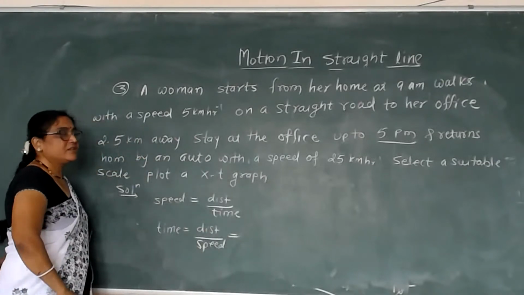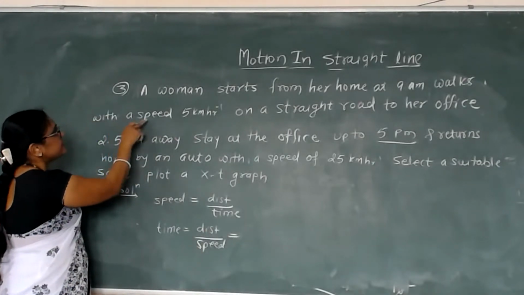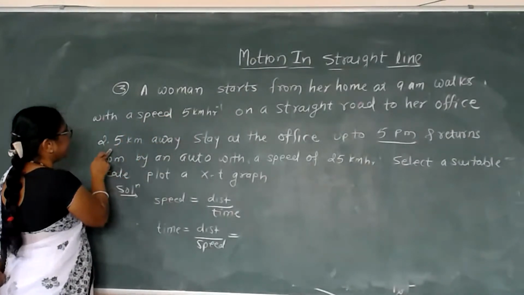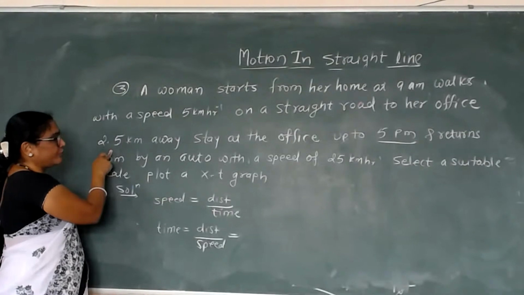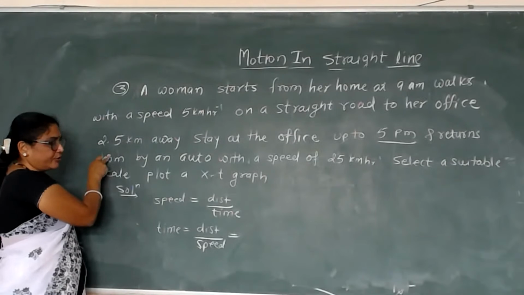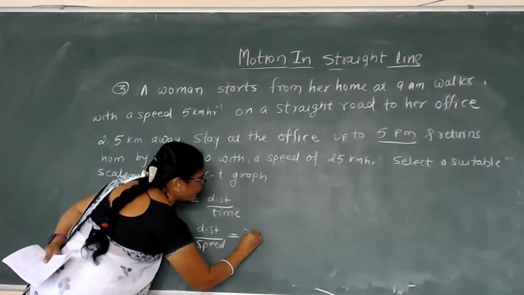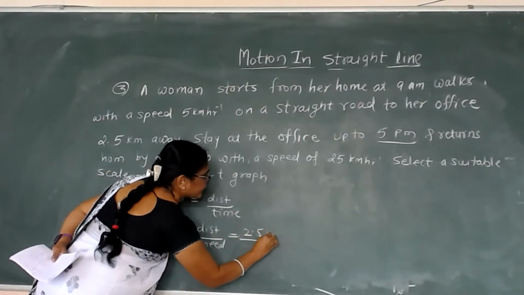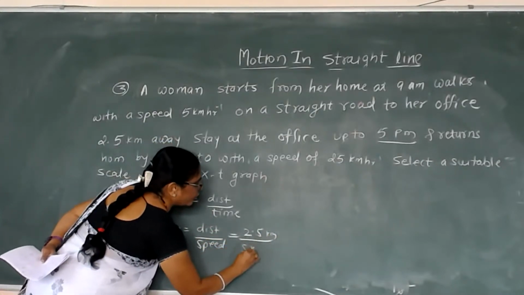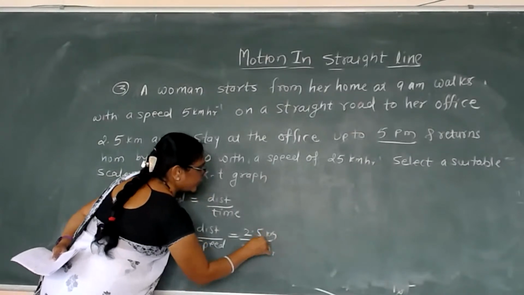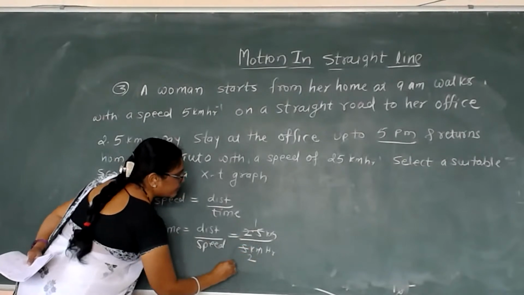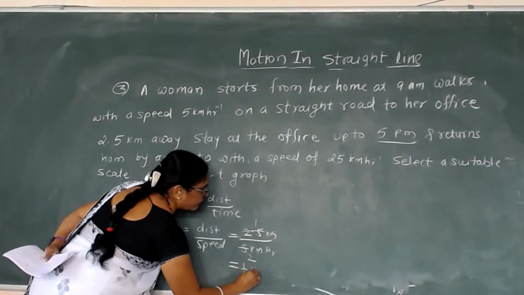What is the distance? At 9 a.m. she walks with the speed of 5 km per hour and the distance is 2.5 km. Means the distance between home and office is 2.5 km. So this is equal to 2.5 km distance divided by speed. Speed is given as 5 km per hour. So kilometer cancels. 2.5 by 5 is equal to 1/2 hour.